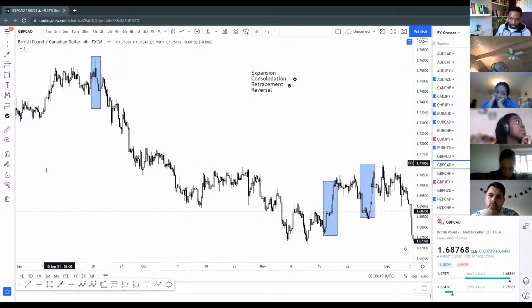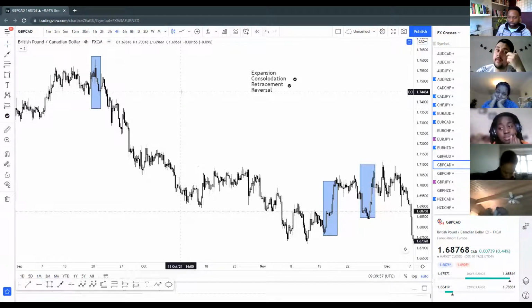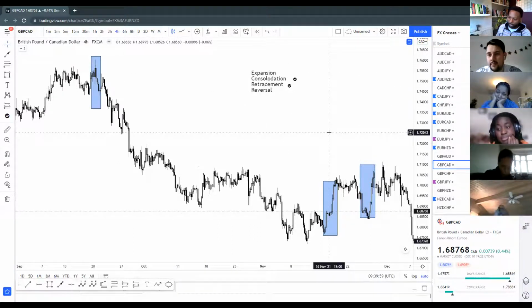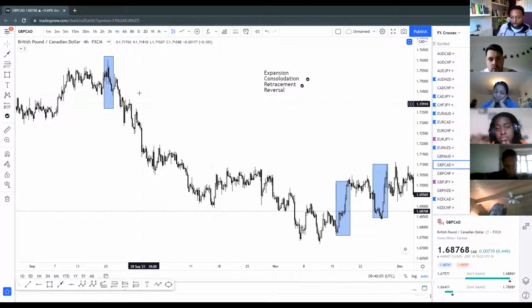I'm not completely sure on what reversal should be either. I get retracement, but the reversal. Do we not need like a break of structure or something to confirm it? Joe, my guy, you are absolutely 100% correct.